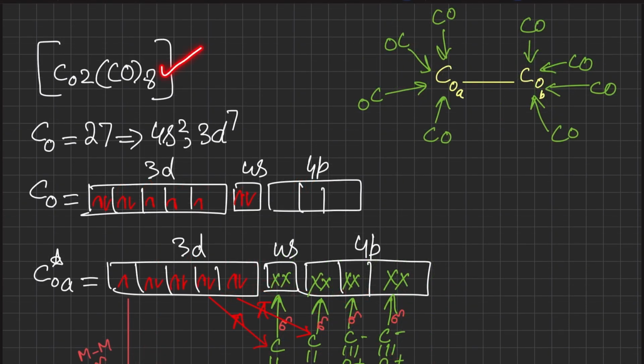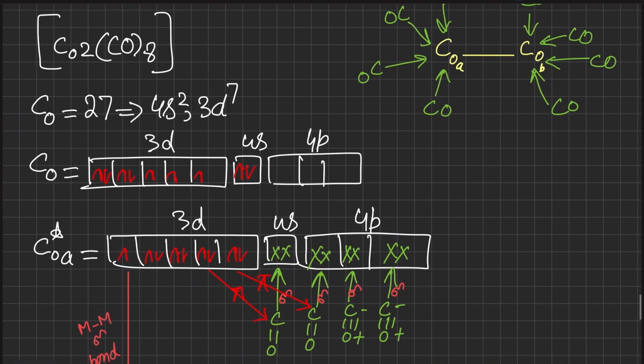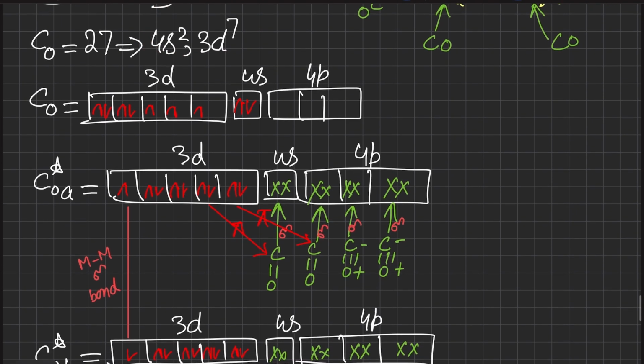Now the next example is octa-carbonyl dicobalt, and this is the general structure of this molecule. Again there are two cobalt atoms, A and B. These are joined together through a metal-metal sigma bond, and each cobalt is attached to 4 carbonyls. Again this complex has zero oxidation state, carbonyl is 0, so the metal will be 0. This is the atomic number of cobalt, which is 27, and this is its valence shell electronic configuration.